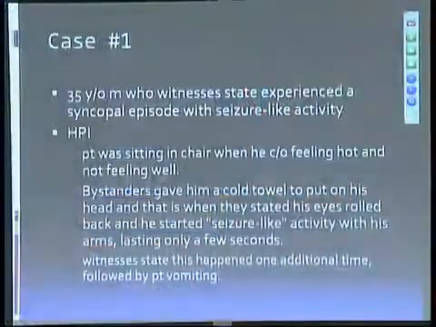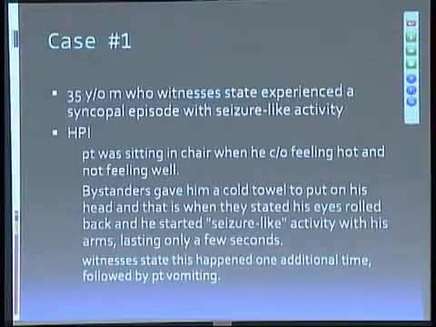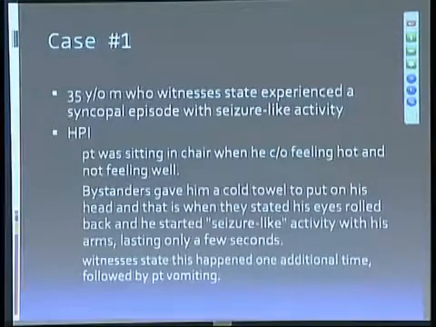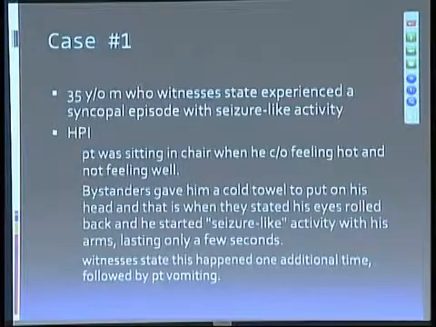Okay. Couple of case reviews. 35-year-old, witnesses, friends, stated he experienced a syncopal episode with seizure-like activity, described as sitting in a chair, complaining of feeling hot, not well. They gave him a cold towel to put on his head, which is, of course, an excellent treatment for most anything. And then his eyes rolled back, and he started a seizure-like activity with his arms, lasting only a few seconds.